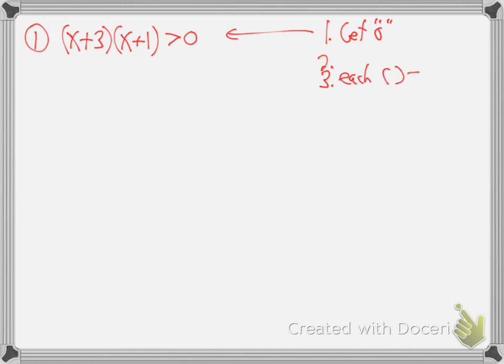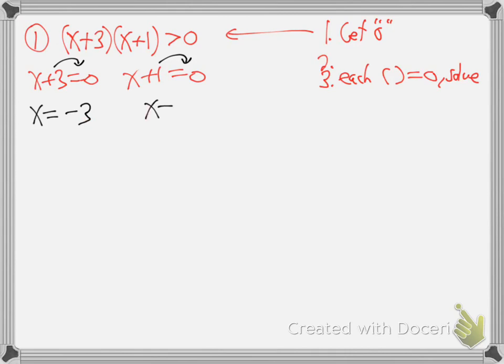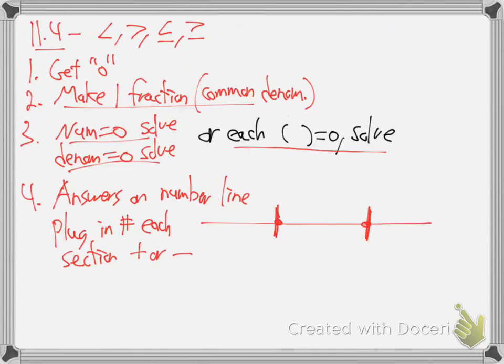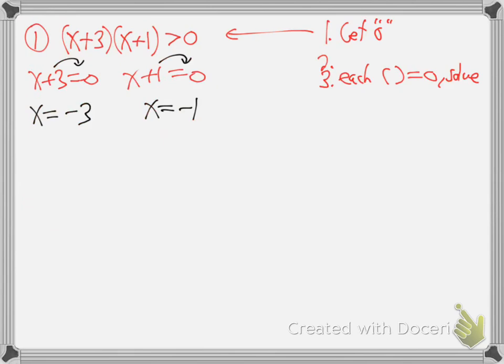Or each parenthesis equal to 0 and solve. So the first parenthesis, x plus 3 equals 0. Solve. X plus 1 equals 0 and solve. So I've got to solve both of those. You know how to solve that. Just move the 3 over, move the 1 over. Negative 3, negative 1. Step 4 is the number line.